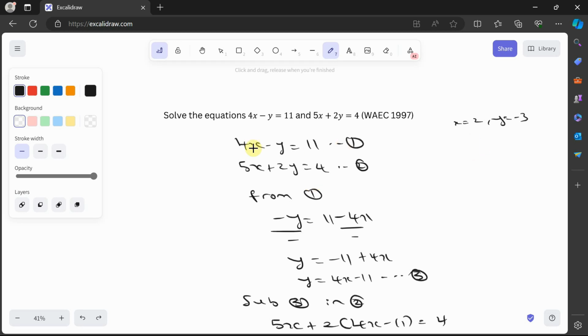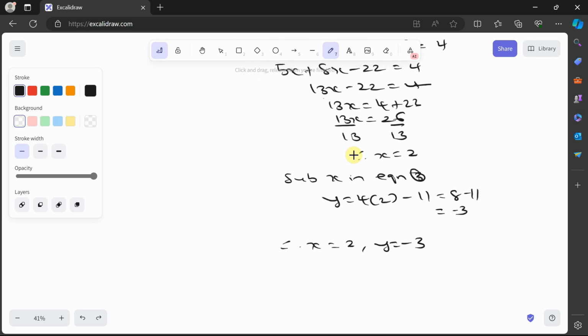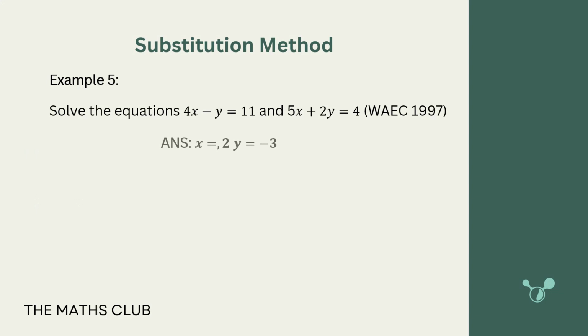If you can substitute the value of x and y and get this value for both equations, your answer is correct. So now let's check if our answer is correct, although we already know it's correct. Great, so x is equal to 2 and y is equal to minus 3.